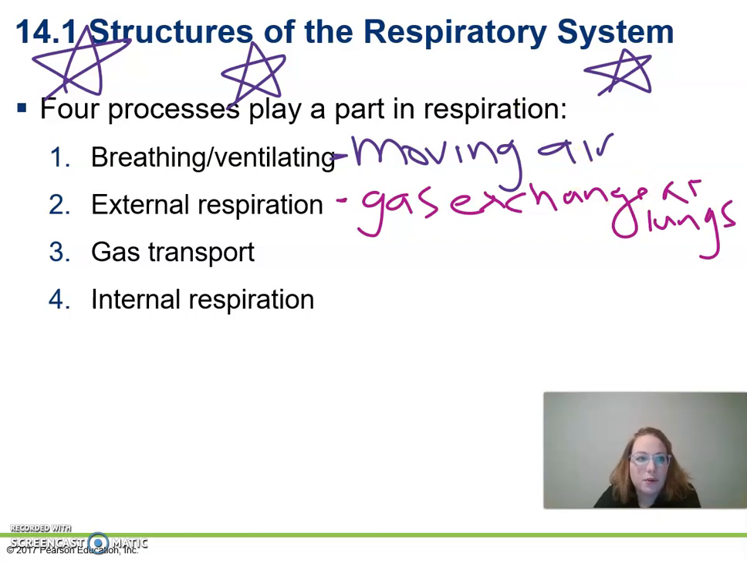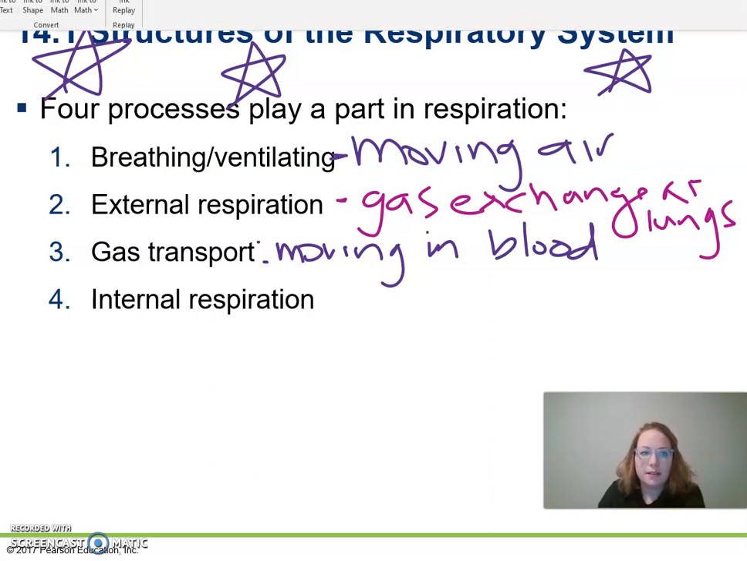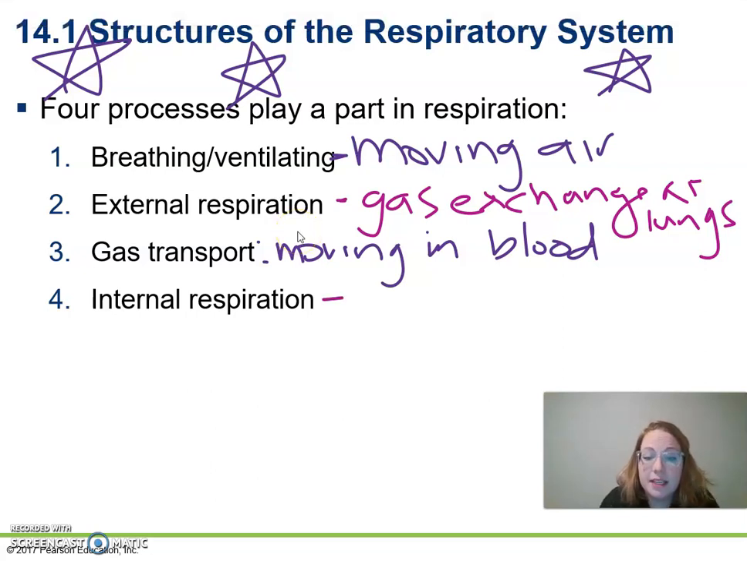Okay, so next we have gas transport. Gas transport is moving oxygen, carbon dioxide through the blood. Moving in blood. Okay. And the last process is internal respiration. So this is going to be the gas exchange between our systemic capillaries and our body tissues.